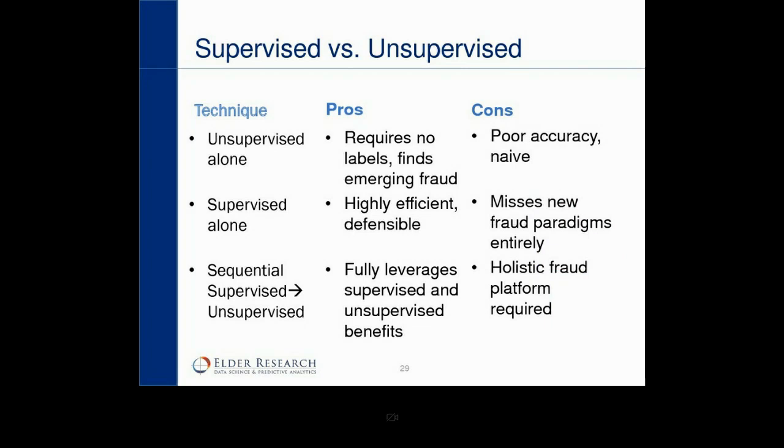Okay, so let's summarize a little bit here. The purely unsupervised technique alone, the pro for that is it doesn't require any labels at all, no fraud information at all. And it will find emerging fraud, but it also finds a lot of cases that don't look like the rest, but they're still good. So there's relatively poor accuracy, and it's a rather naive model.